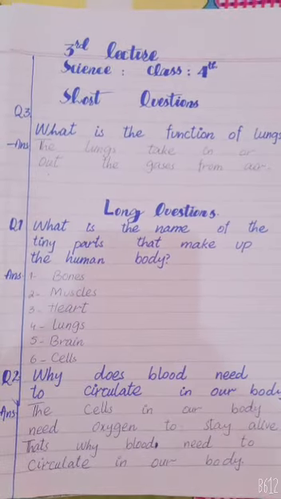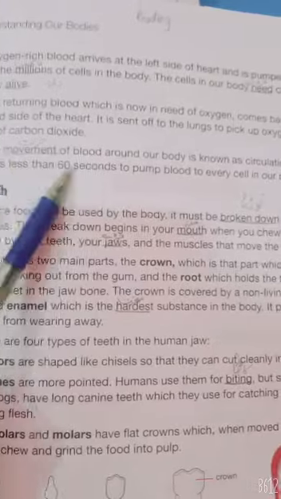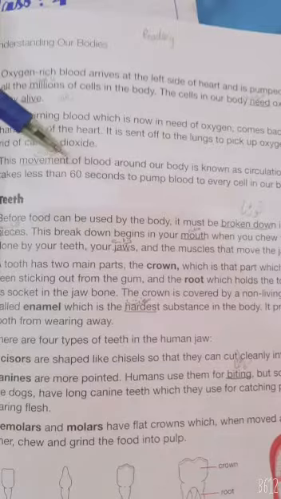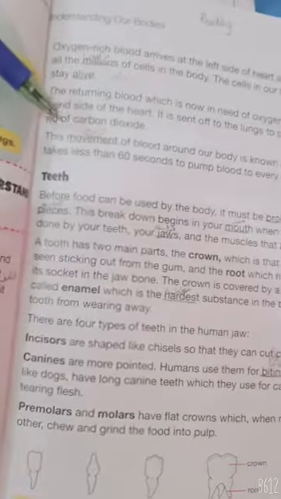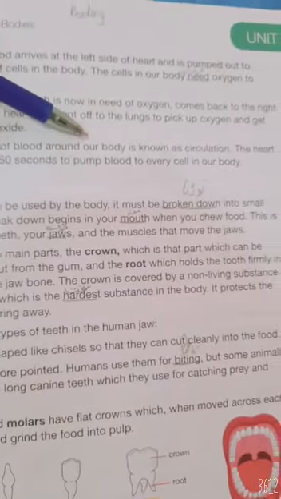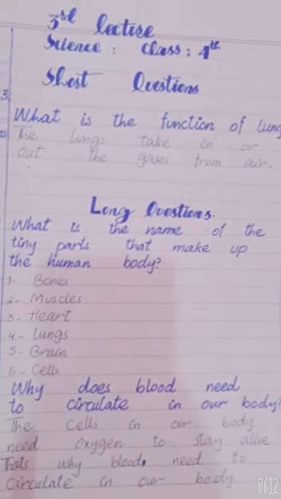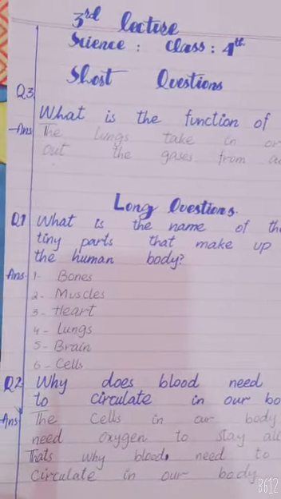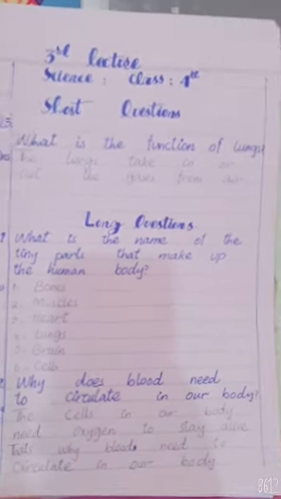The second long question is, why does blood need to circulate in our body? The movement of blood around our body is known as circulation. The heart takes less than 60 seconds to pump blood to every cell in our body. The cells in our body need oxygen to stay alive. That's why blood needs to circulate in our body.